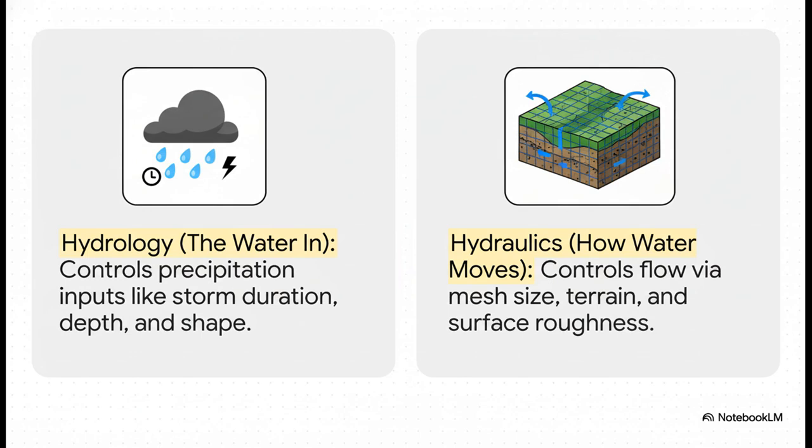So they broke all these variables down into two main buckets. On the one hand, you have hydrology. These are the knobs that control the rain itself. Think storm duration, how much rain falls, that kind of thing. On the other hand, you have hydraulics. These are the knobs that control how the water moves across the landscape. This is stuff like the grid cell size and how rough the ground is, which engineers usually call Manning's N.